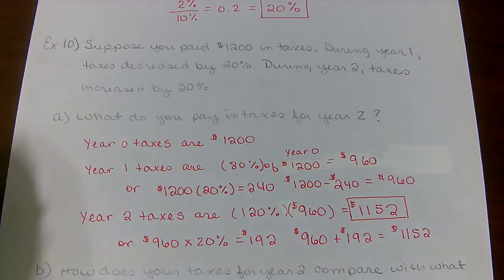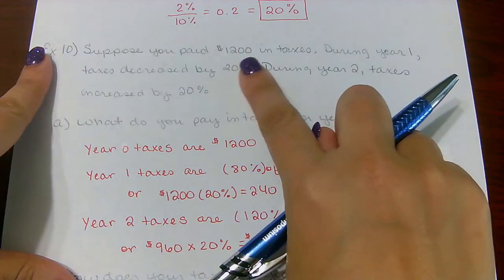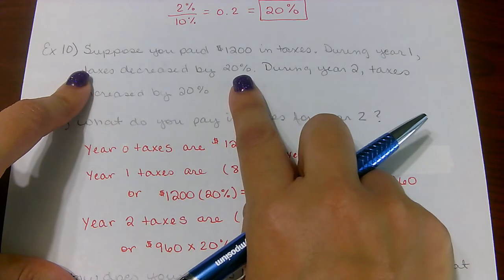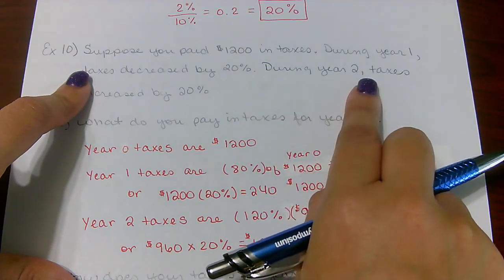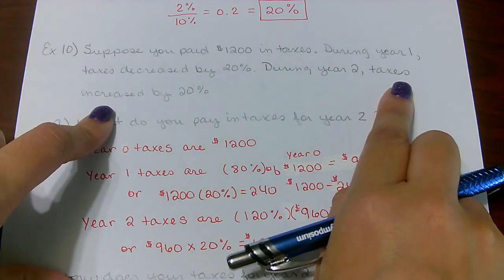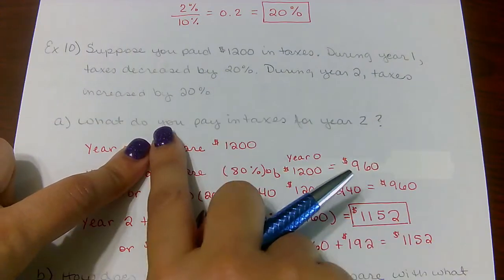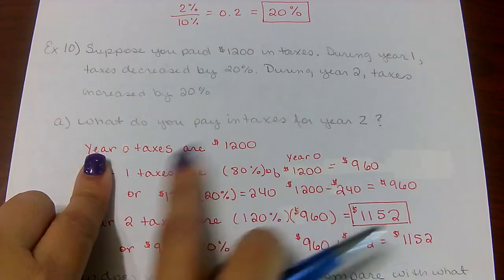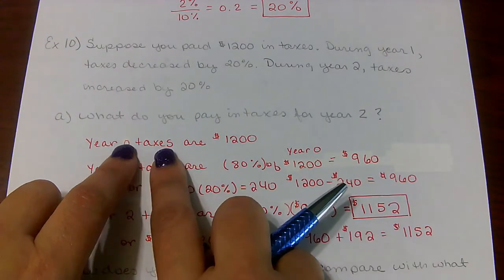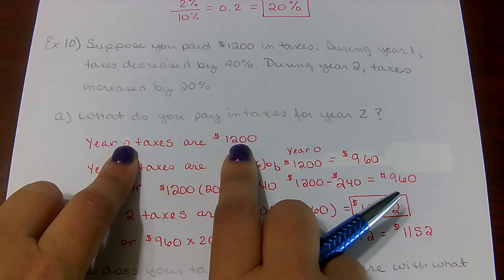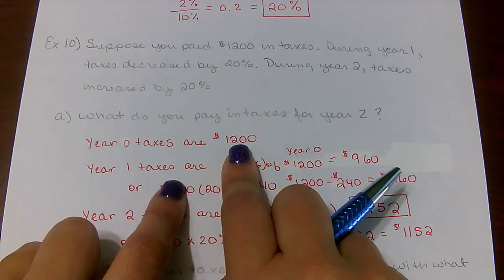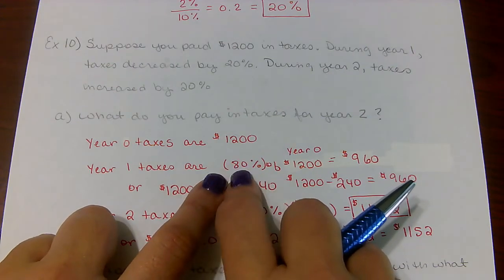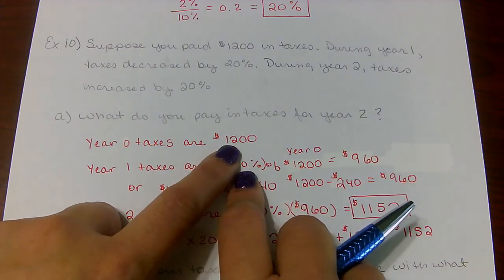Okay. Number 10 says, suppose you paid $1,200 in taxes. During the first year, the taxes decreased by 20%. During the second year, taxes increased by 20%. Okay, what do you pay in taxes for year 2? So we're going to do this one step at a time. This year, taxes are $1,200. For year 1, the taxes decrease by 20%. So in other words, we're only paying 80% of what we paid the previous year.